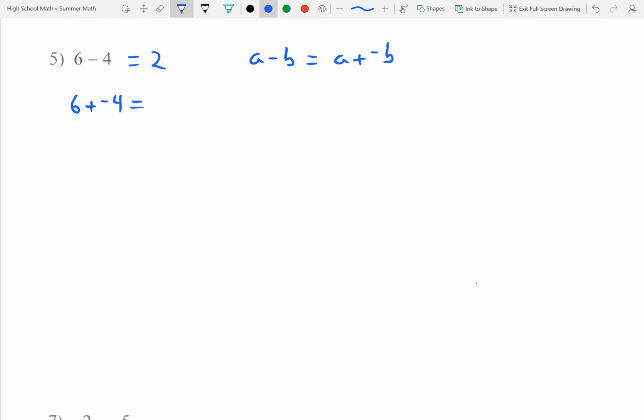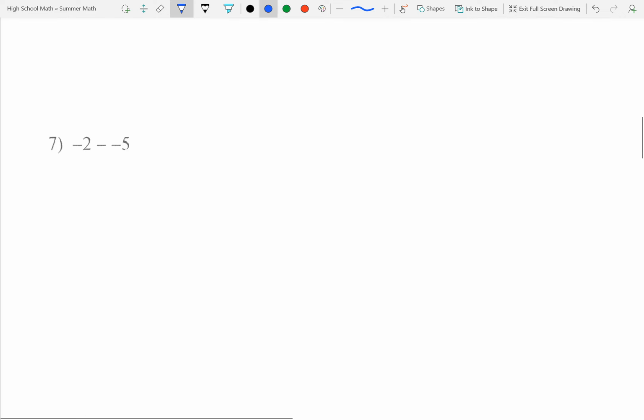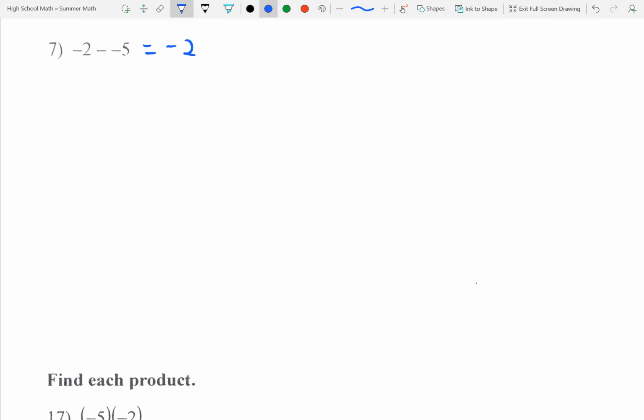And when our signs are different, we subtract the numbers, and the larger, whichever one there are more of, gets the sign. 6 positives and 4 negatives is 2 positives. Number 7 here, -2 minus -5 is the same as -2 plus 5. And -2 plus 5 will be a +3. 5 positives and 2 negatives would be 3 positives.